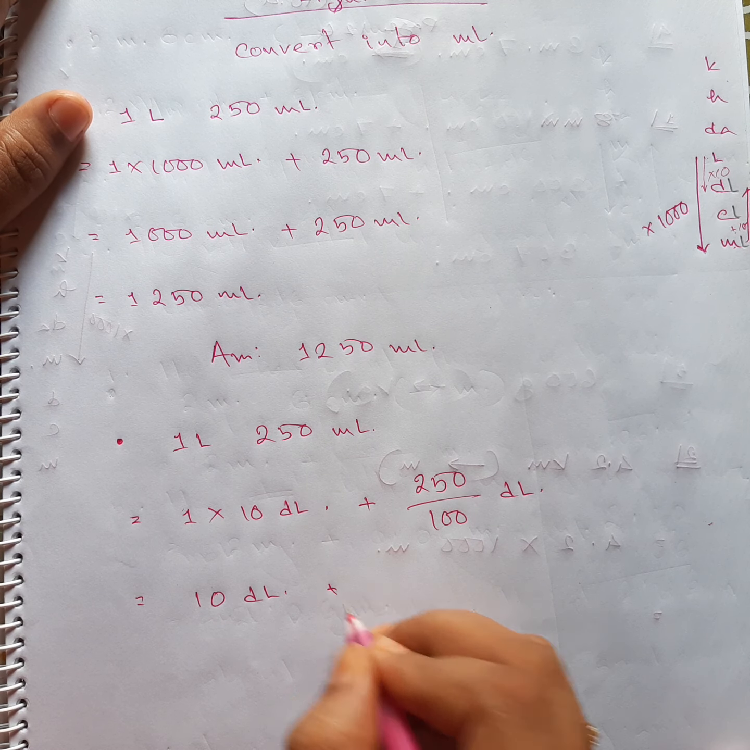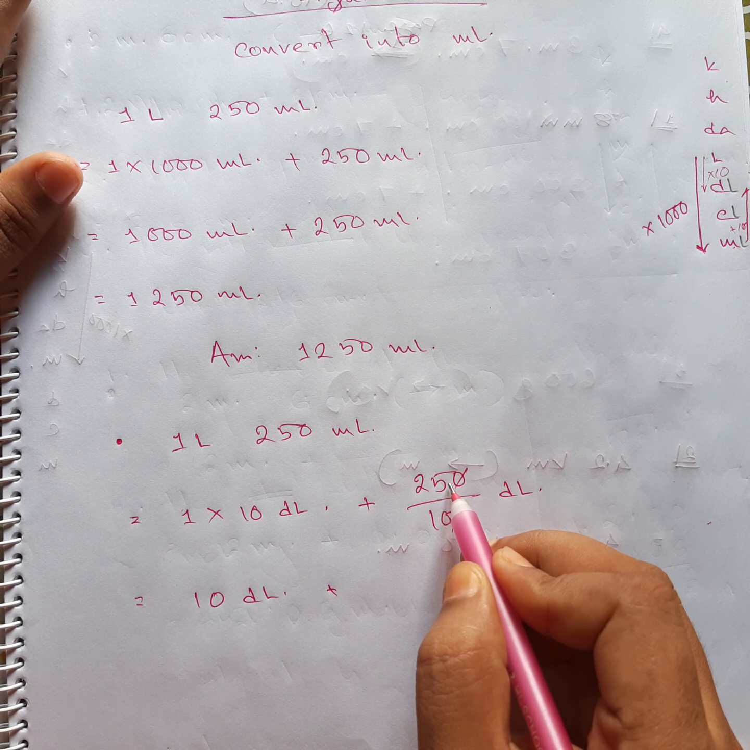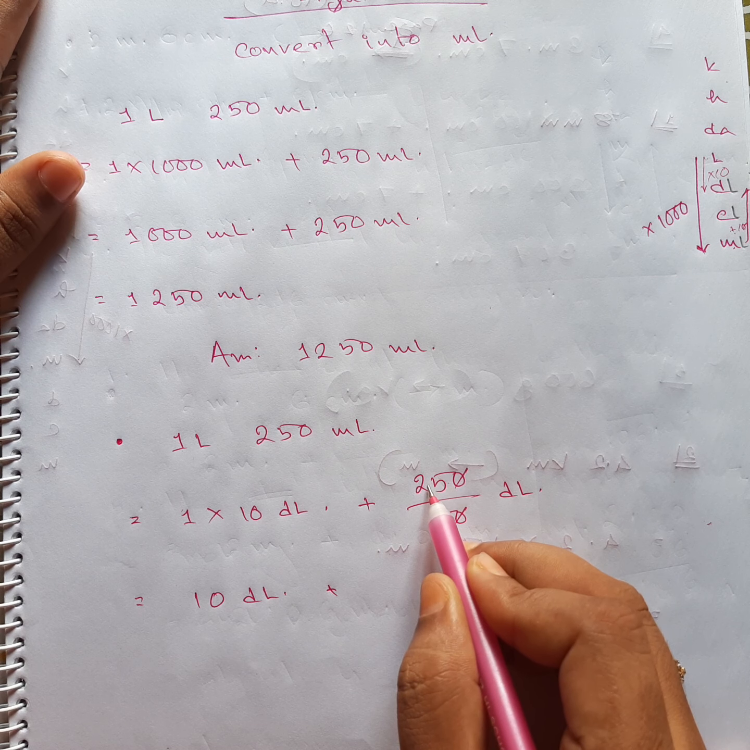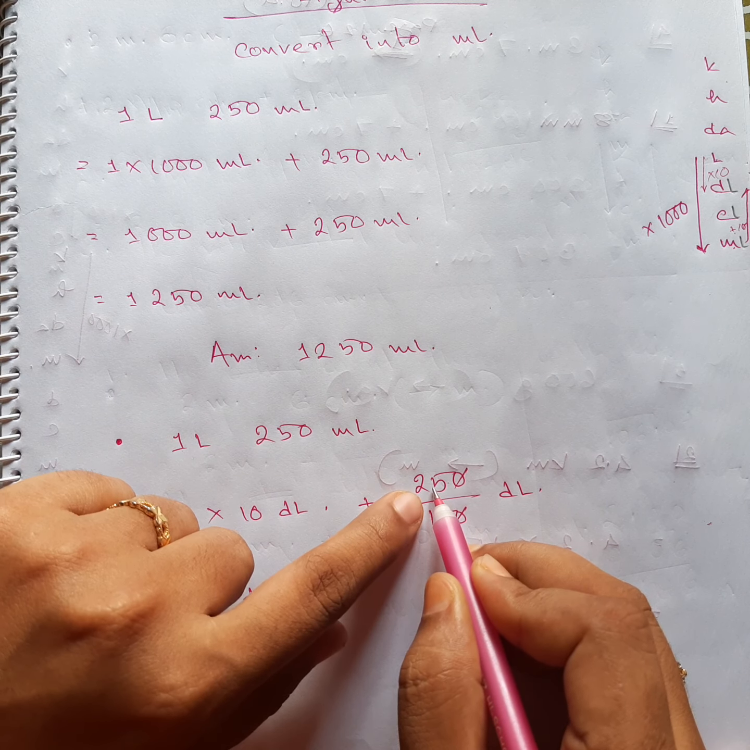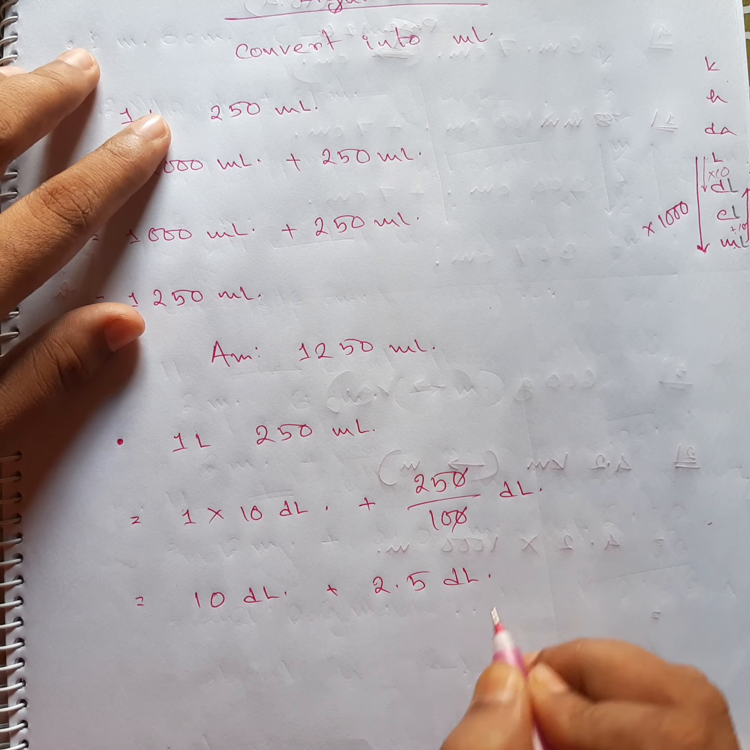It's very easy, you know that. Now I can cut down this one and this one. Now imagine that your decimal is over here, and for dividing by one digit, it will jump up 1 place to the left, before the 5. So it will be 2.5 deciliter.